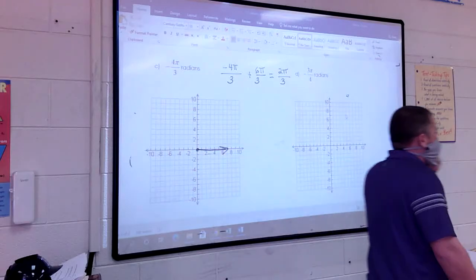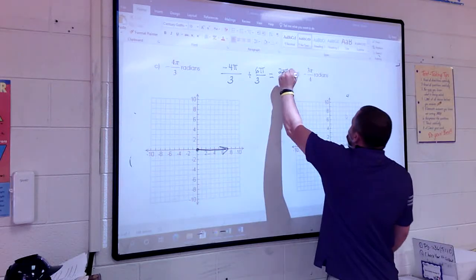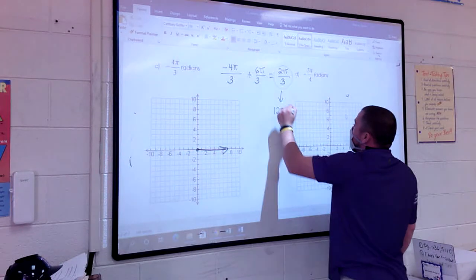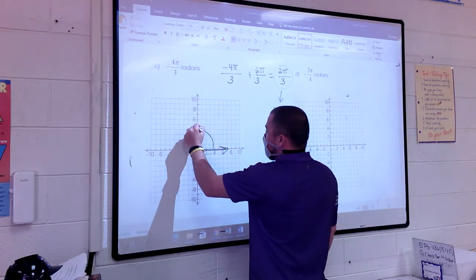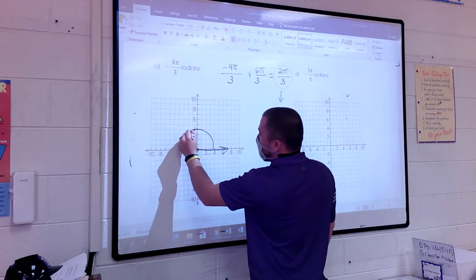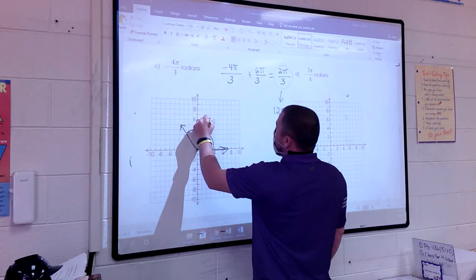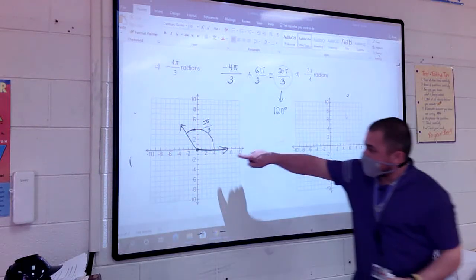There's a couple ways. I could just look and say, well, pi is 180. So 2/3 of pi is going to be 120. Or you could do the math and say the same thing. 2/3 times 180, that gives you 120 degrees. So you kind of know what you're graphing. So here is 90, and then 30 more would be somewhere about right there. That's 120. So that is 2 pi over 3, which would be the same as negative 4 pi over 3.